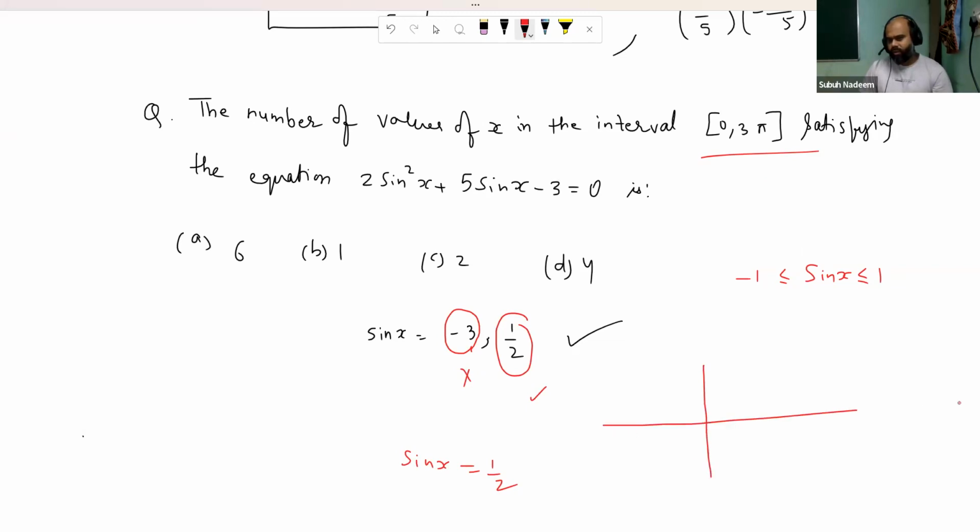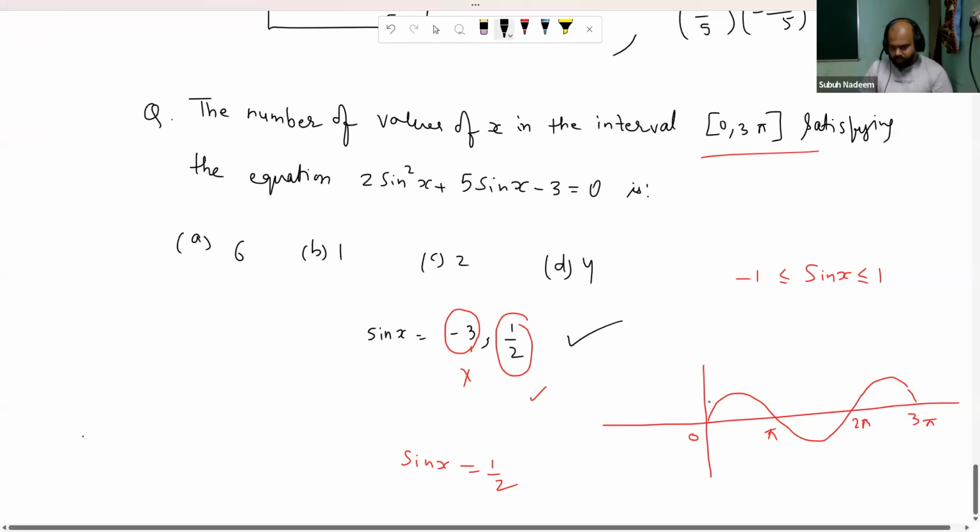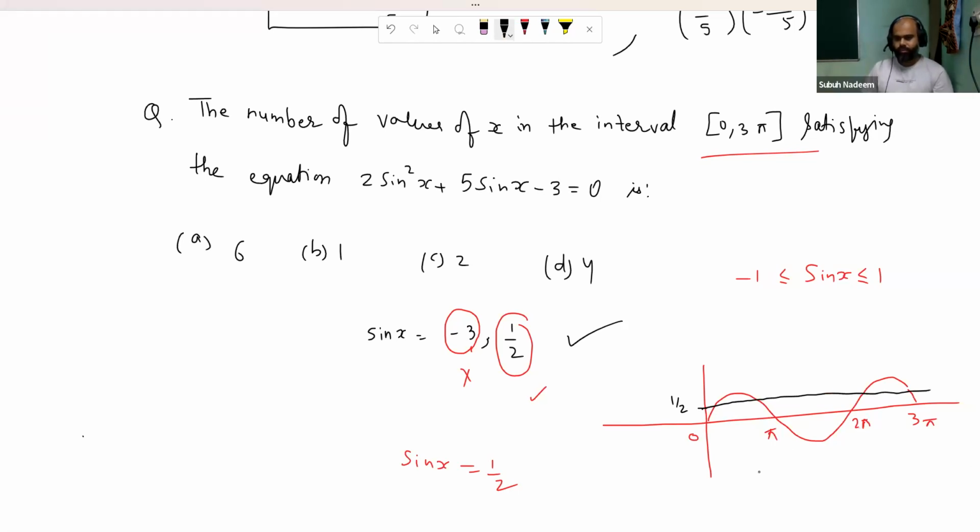If you draw the graph of sin x, it goes like this, and till here it is 3 pi. This is 0. Next, it cuts at pi, that is 180 degrees, then cuts at 2 pi, then at 3 pi. So overall in this region, if you are getting sin x as half, how many angles would you get? If you make a line like this, how many angles are you getting? 4. So you will say 4, correct? Okay, sir.